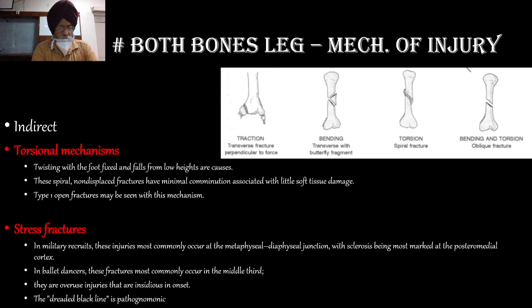Stress fracture. In military recruits, these injuries most commonly occur at the metaphyseal-diaphyseal junction, with sclerosis being most marked at the posteromedial cortex. In ballet dancers, these fractures most commonly occur in the middle third. They are overuse injuries that are insidious in onset. The dotted black line is pathognomonic.